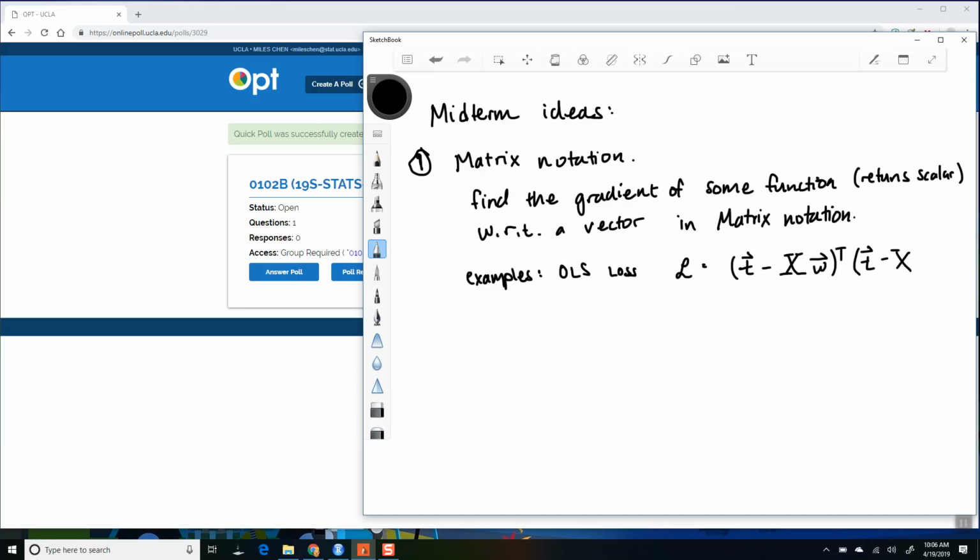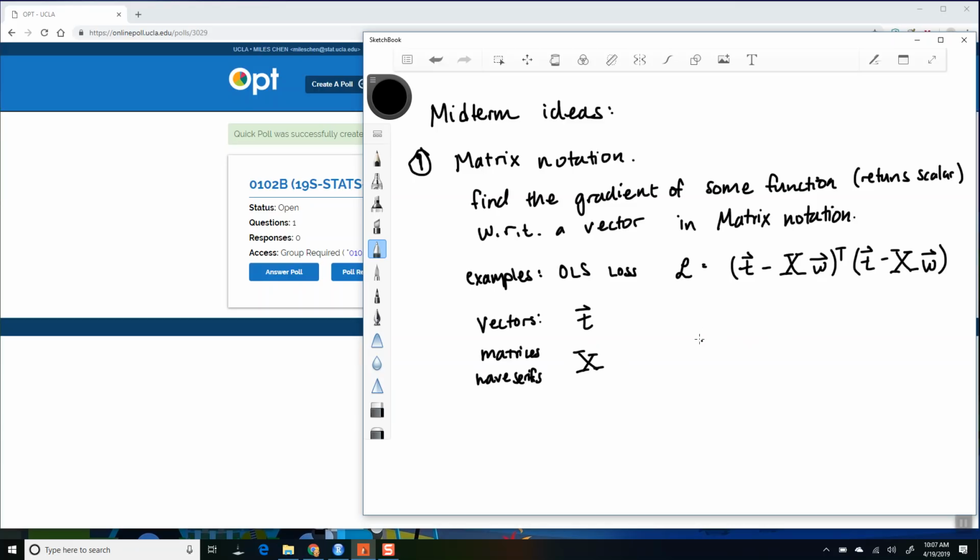I realized we haven't done anything in handwriting, so I don't know how you have been taking notes, but vectors get little arrows over them, and then matrices have serifs. So to denote some matrix X, you put these serifs on it, and that's how we'll do it, okay?